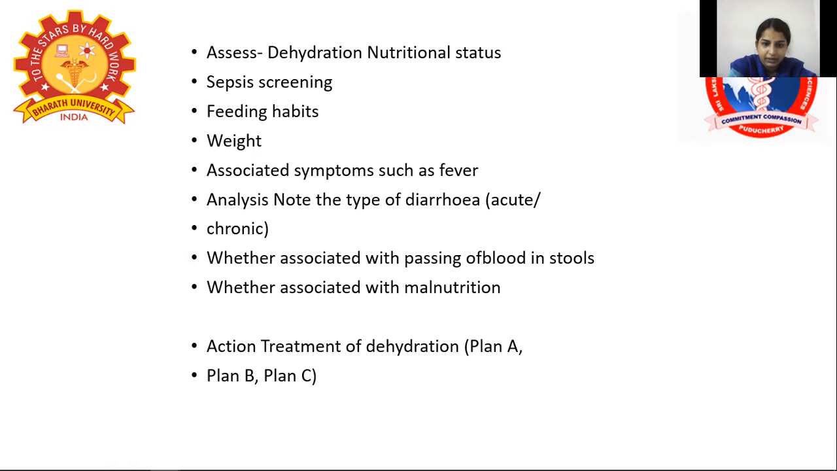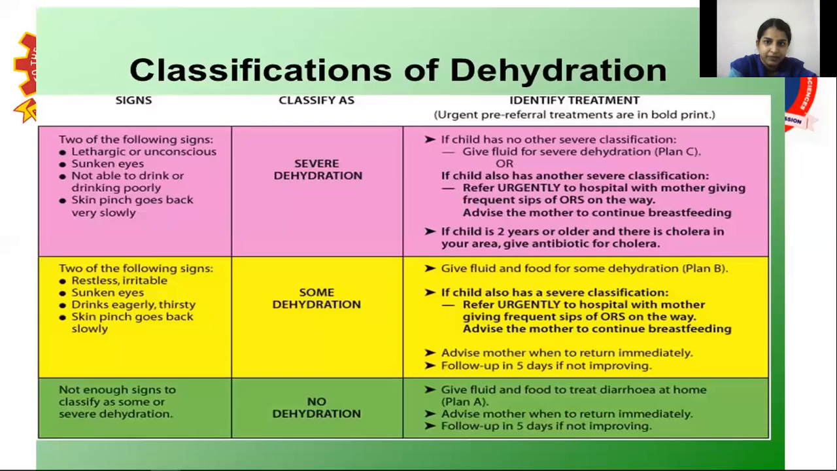Then we go on to the plan of dehydration. So classifying diarrhea, we go from no dehydration to some dehydration to severe dehydration. No dehydration doesn't have the clinical signs to classify it as some or severe dehydration. So it doesn't have any other clinical signs, and usually it is treated with plan A.